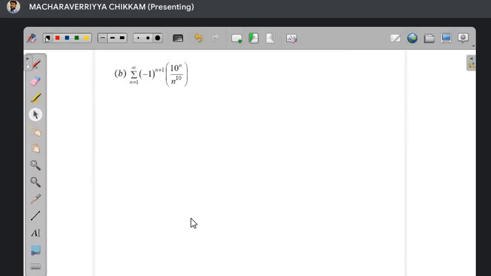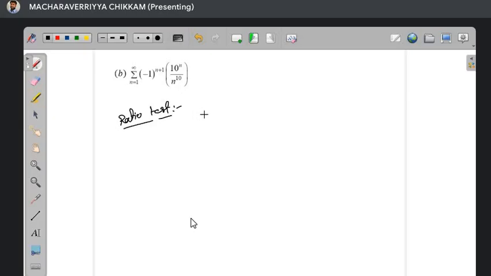So how about this? What do you think? Is it absolutely convergent? If you are not able to conclude it, you can apply the ratio test here. You may ask: you discussed the ratio test only for positive term series, so how can we use it for this alternating series? The answer is, I am not going to consider the alternating series. I will consider the corresponding absolute value series.